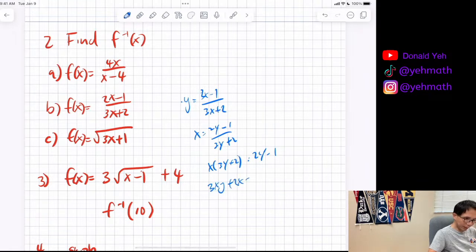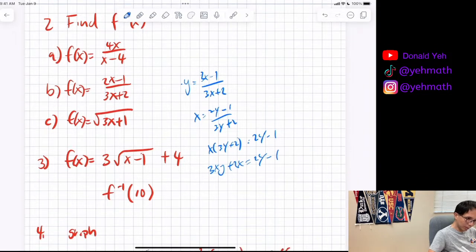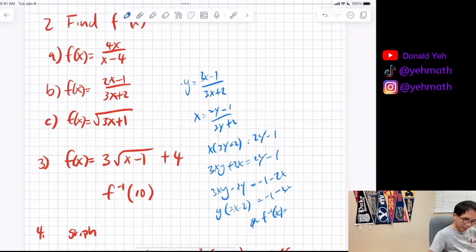3xy plus 2x equal to 2y minus 1. 3xy minus 2y equal to -1 minus 2x. And y equal to -1 minus 2x over 3x minus 2, and the inverse of x is equal to -1 minus 2x over 3x minus 2. You can factor out -1.